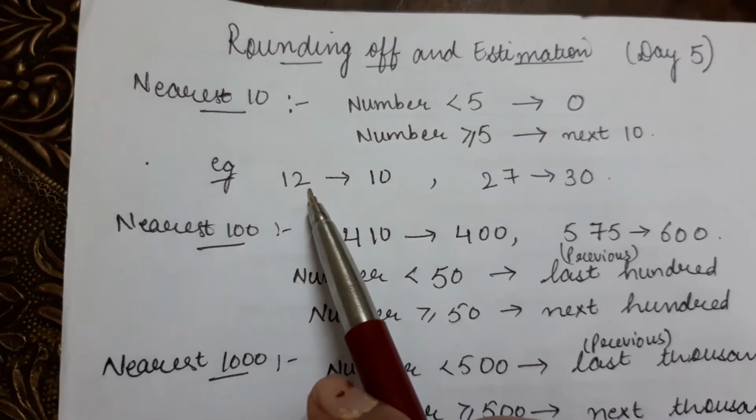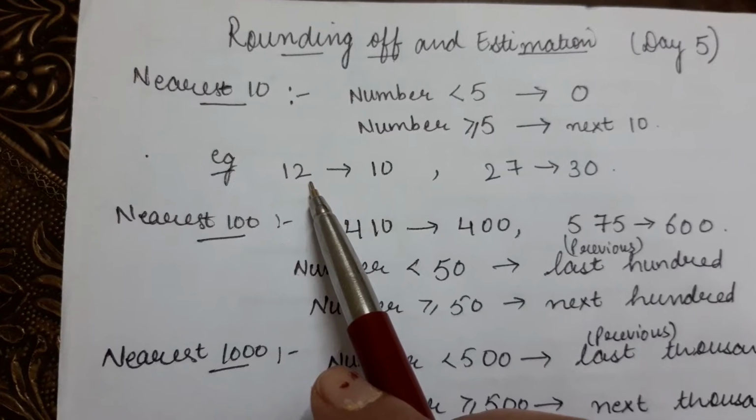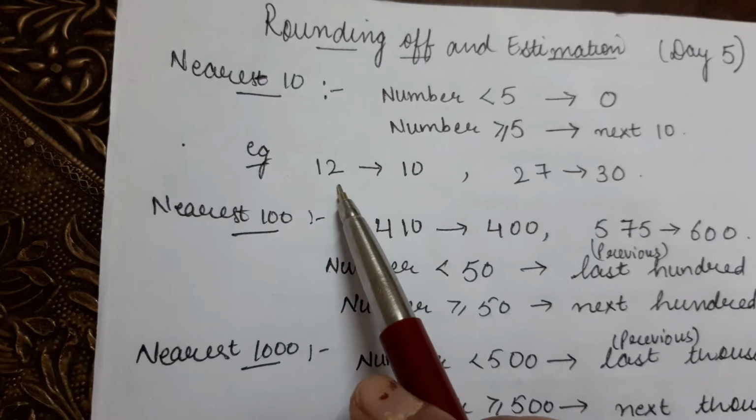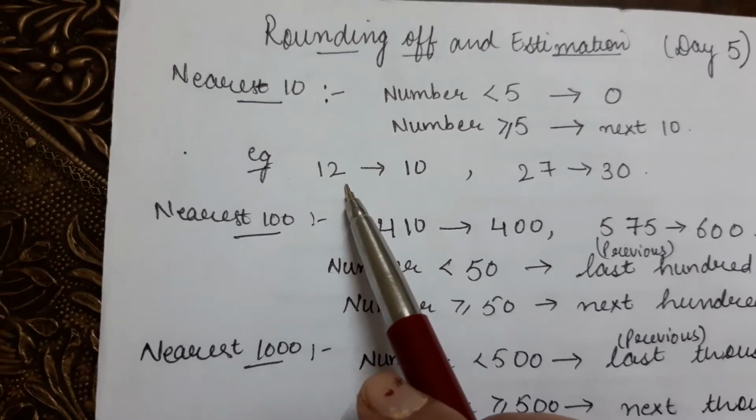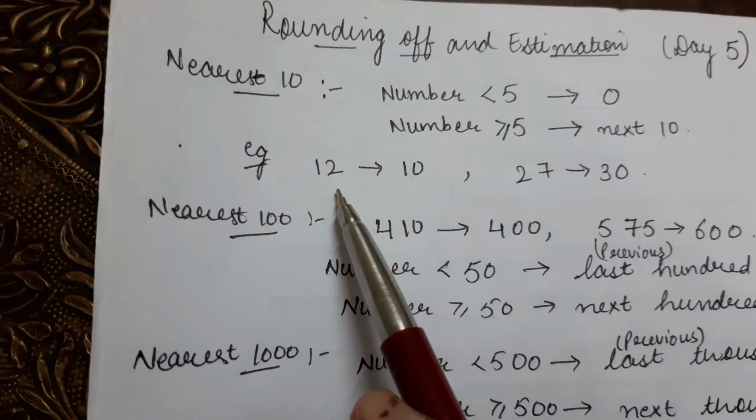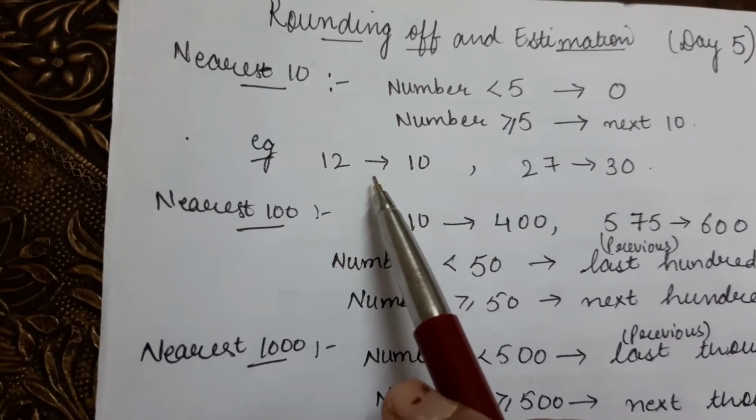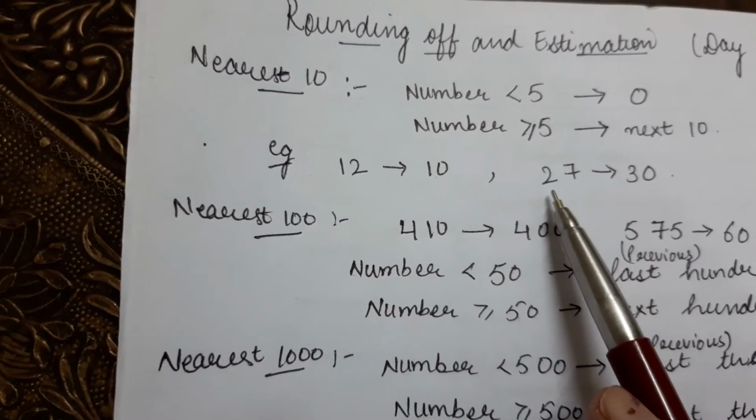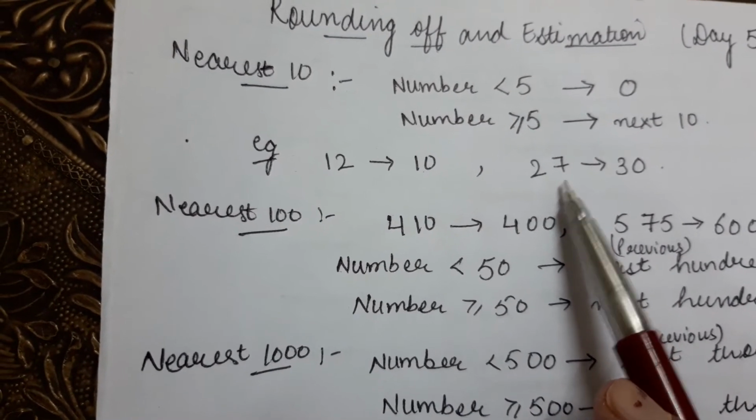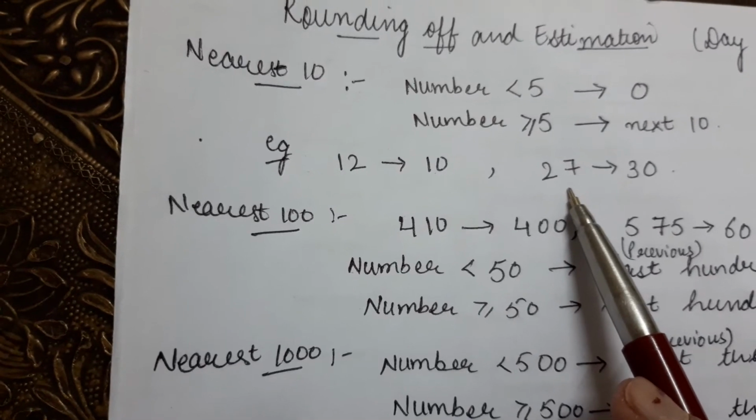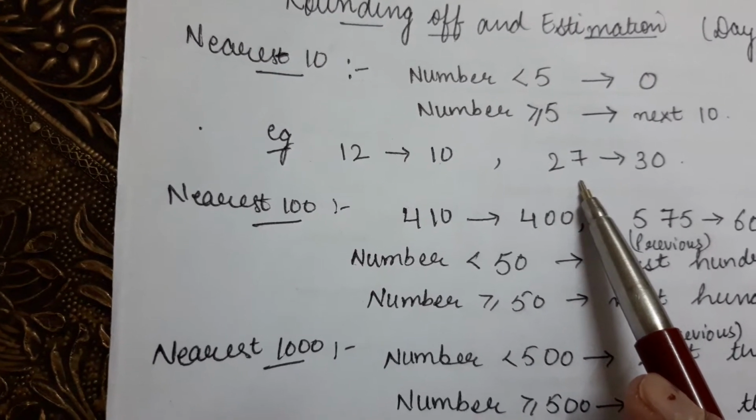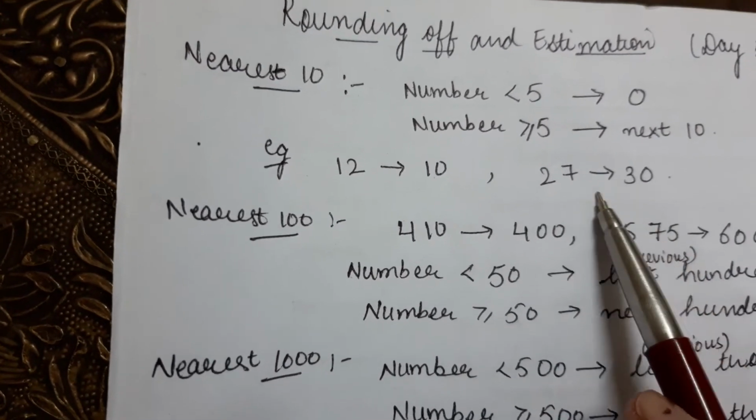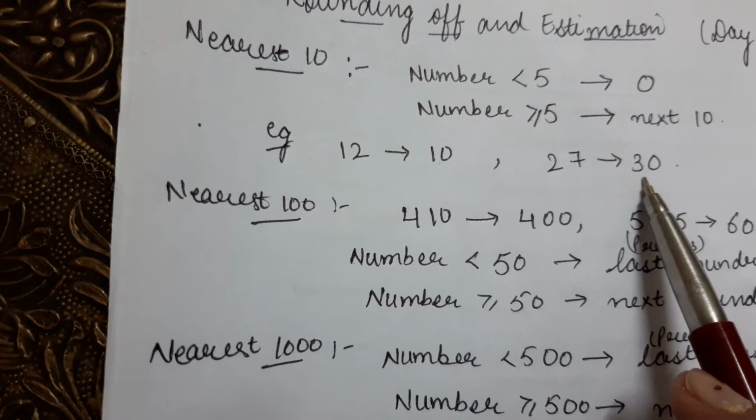So if I have the number 12, we have two tens near to it. One is 10 and other is 20. Now how to select? If the number is less than 15, then it will be rounded off to the 10. If the number is 15 or greater than 15, then we will round it off to the 20. Similarly, if I have the number 27, now see, this 27 is greater than the middle number 25. So we will round off this number to the next 10. So it will go round off to the 30.